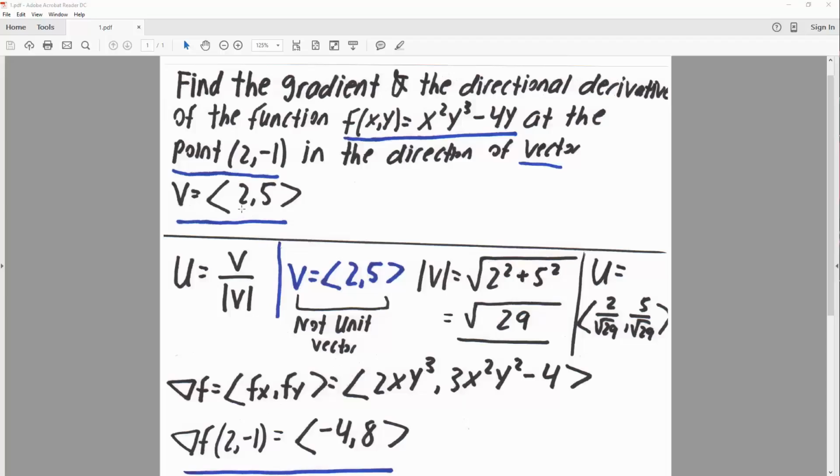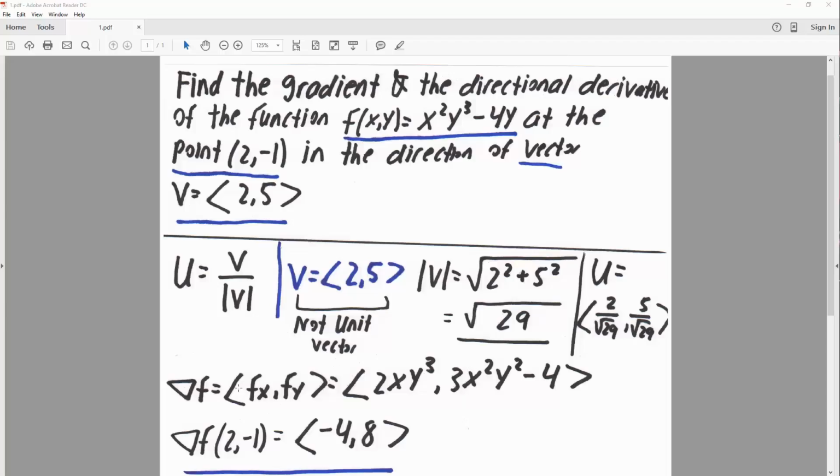And so we will first try to get the unit vector. So the unit vector is equal to v divided by the magnitude of v. So v is <2, 5>. The magnitude of v would be the square root of 2 squared plus 5 squared. So 4 plus 25, so that would be the square root of 29. So we can say the unit vector is equal to <2 divided by square root of 29, 5 divided by square root of 29>. So that's the first thing we need to get.